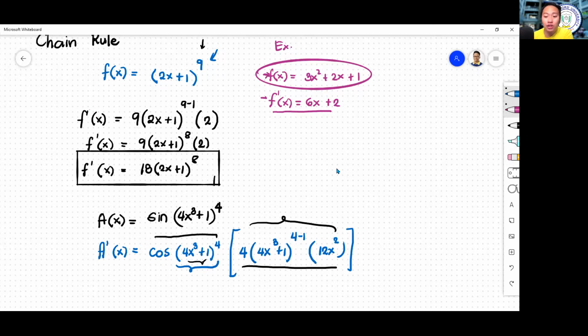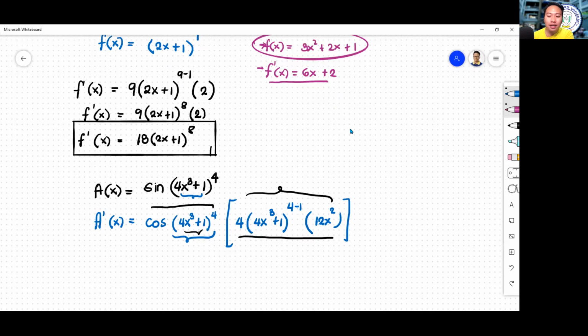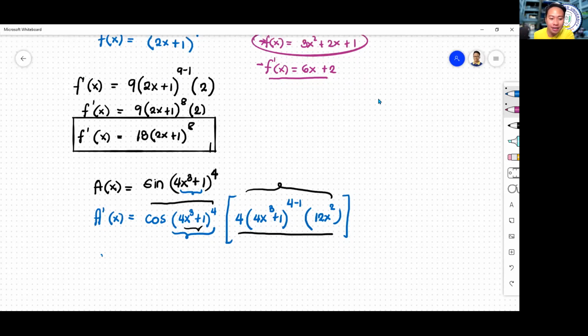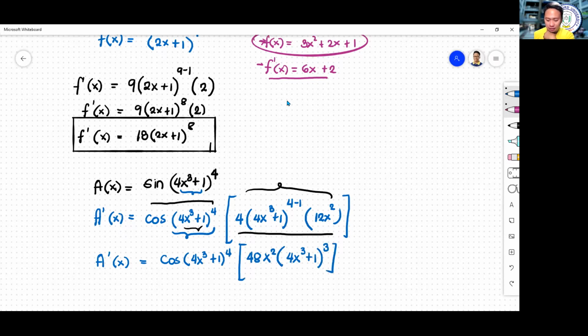I'll repeat. The 12x squared, guys, is the derivative of what is inside this parenthesis, which is 4x cubed. So let's simplify these things to finalize the answer. So A prime of x is cosine 4x cubed plus 1 raised to the power of 4, and then what is 4 times 12, guys? 48. So 48x squared times 4x cubed plus 1 raised to the power of 3. And that's it. You're done with your answer.